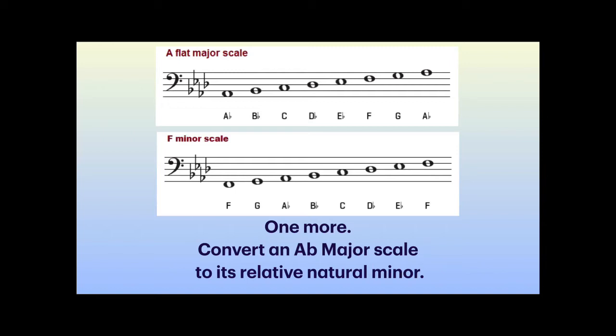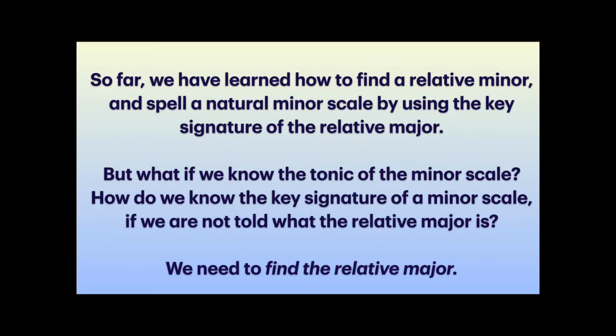So far we have learned how to find a relative minor and spell a natural minor scale by using the key signature of the relative major. But what if we know the tonic of the minor scale? How do we know the key signature of a minor scale if we are not told what the relative major is? We need to be able to find the relative major.